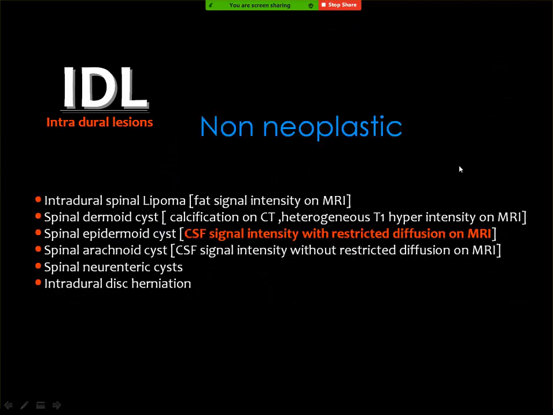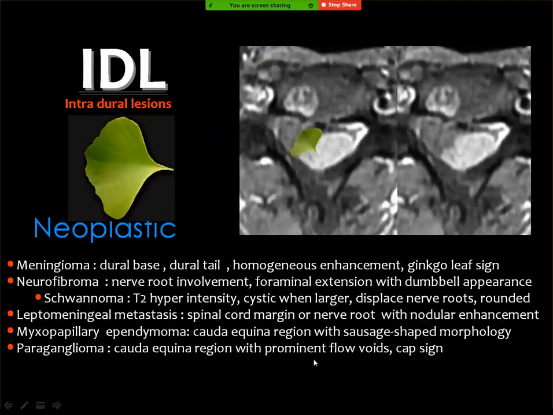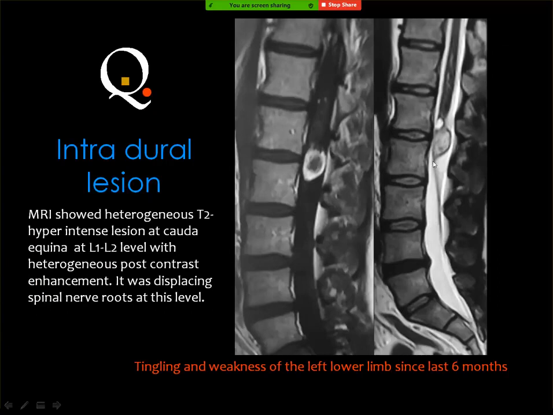Then the non-neoplastic lesions: intradural lipoma, this is not. Intradural dermoid, it does not contain fat. Epidermoid cyst, maybe. Spinal arachnoid cysts do not enhance. Neuroenteric cyst will have vertebral anomalies and intradural disc, and this is not an intradural disc. Then if you go back to the lesion, you see that this lesion can fit for neurofibroma and schwannoma, for example.